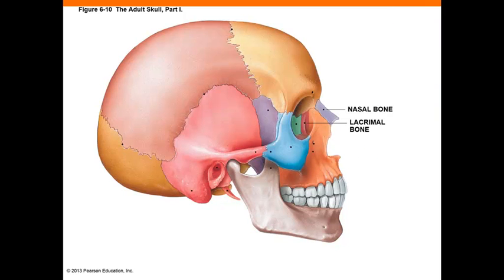The nasal bones, you have a pair of them pictured here in purple. The nasal bones form the bridge of the nose between the orbits and articulate with the frontal and maxillary bones. The lacrimal bones, pictured here in red, are found within the orbit and on the medial surfaces of that orbit. They articulate with the frontal, ethmoid, and maxillary bones.